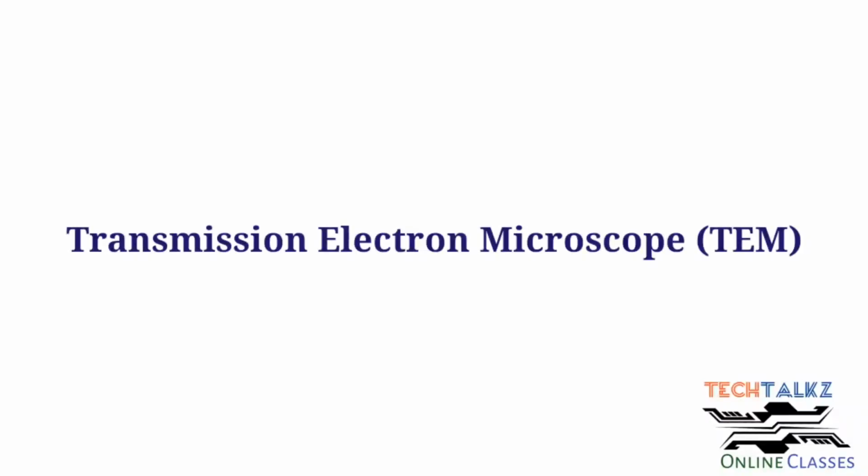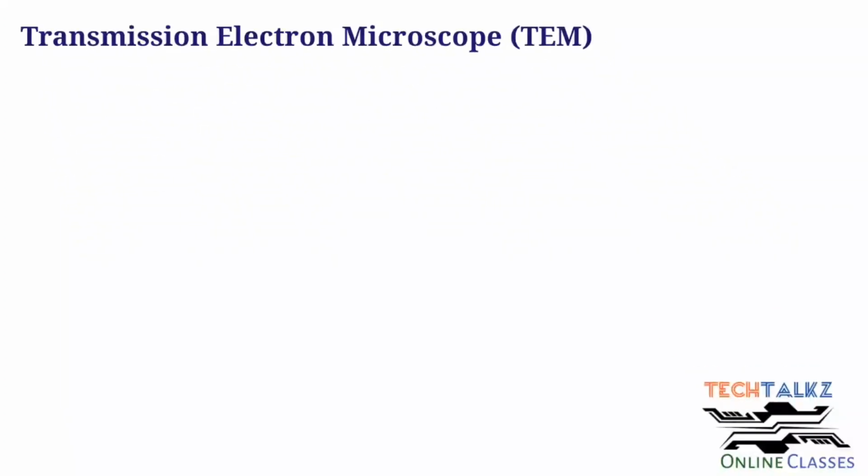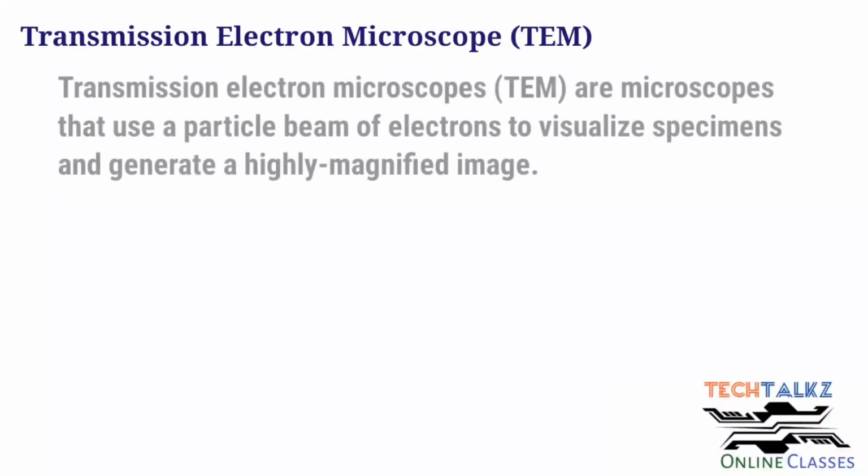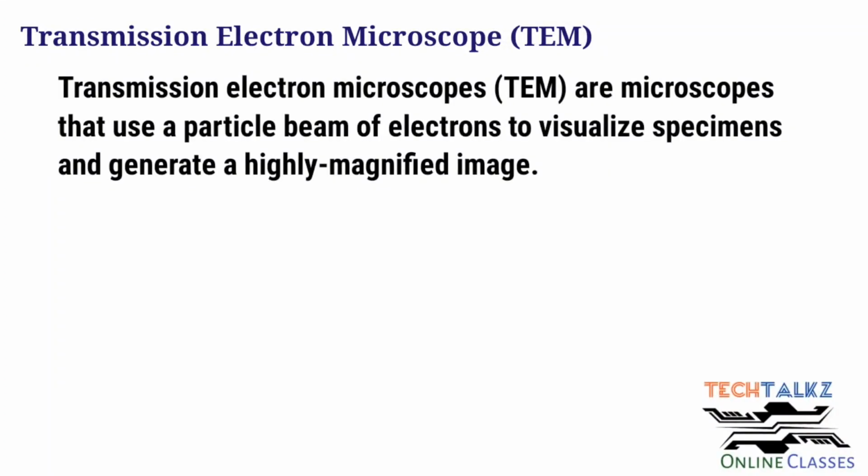Dear students, our topic today is electron microscopes, that is, the transmission electron microscope or TEM. They use a particle beam of electrons in order to visualize the specimen and to generate a highly magnified image. Actually, this electron microscope was invented because of the drawbacks of the existing optical microscope.